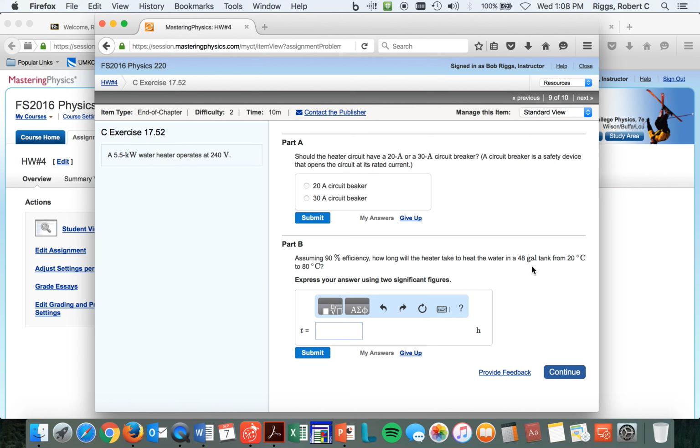Assuming 90% efficiency, that means it's 90% efficient, so it's 5,500 watts, but it's going to be at 90% of that. How long will it take to heat a 48-gallon tank of water? I want to play with this for a minute, and then we'll finish it.